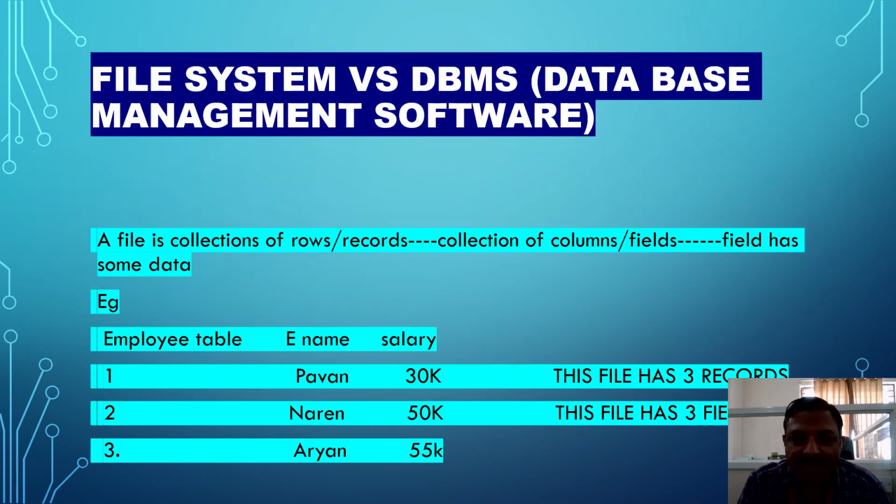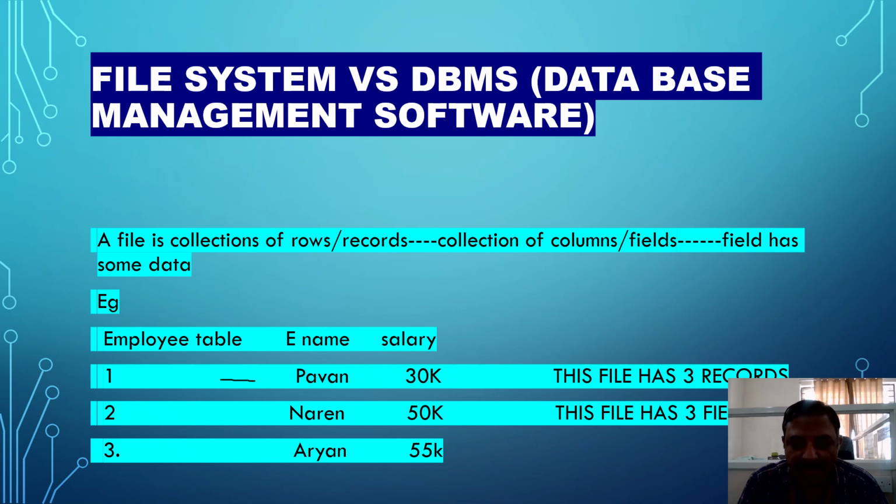If we take a file, it is a collection of rows or records. So here we have three rows. One is Pavan, 30k salary, Naren, 50k salary, Aryan, 55k salary. So this is an employees table. For example, number one is Pavan, number two is Naren, number three is Aryan. These are called records. So this file has three records.